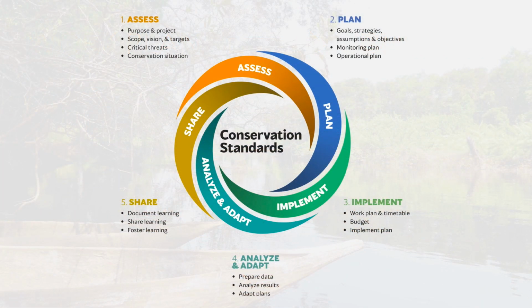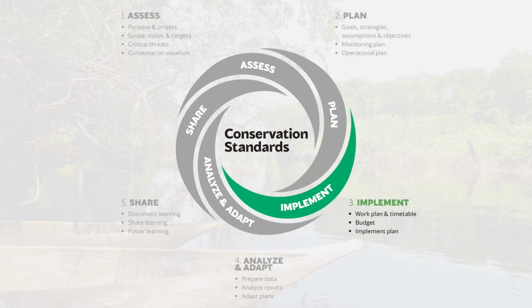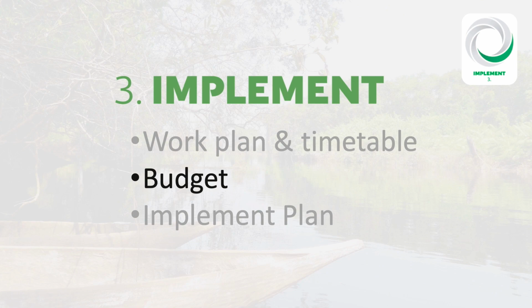So let's see where we're at in our conservation standards cycle. In the first module, you got a refresher on the first two steps of the conservation standards, assess and plan. In the second module, we started getting into step 3 and covered developing a work plan and timeline. Now, as we said, we're going to focus on developing and refining a budget, building off of our work plan.